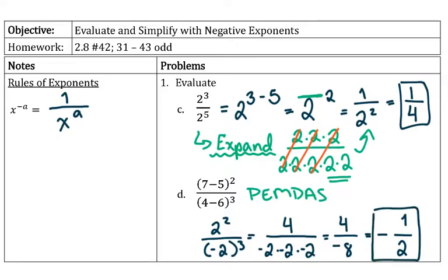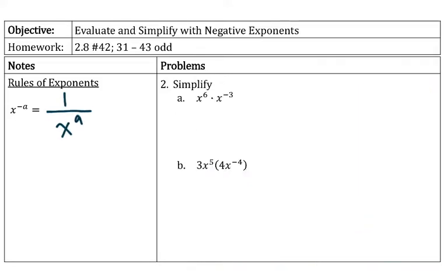Now let's look at some with variables. Again, the same rules apply as before. Here we have the same base multiplied, so we get x to the 6th plus negative 3, which simplifies to x to the 3rd.